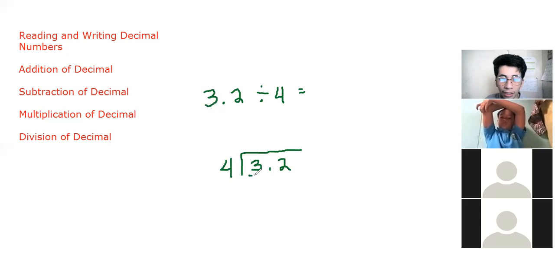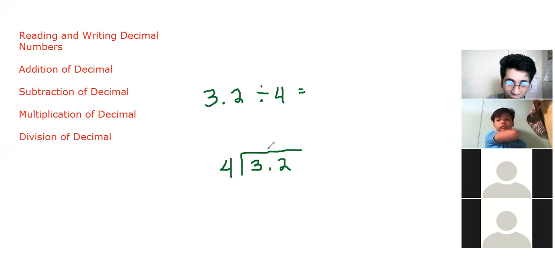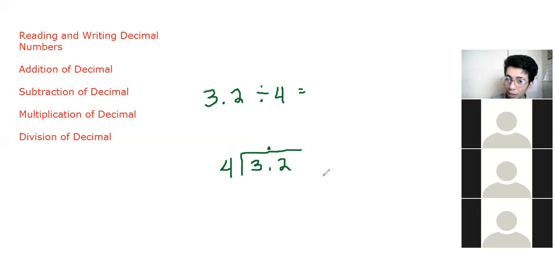Ngayon, pwede ba natin i-divide si 3 kay 4? Pwede ba natin i-divide si 3 kay 4? Why not? So, ang gagawin natin, si 32, i-divide natin kay 4. Nakikita niyo yung point. Kung nasaan si point, lalagyan din natin ng point dito sa taas. Okay? Kung nasaan si point, may point din tayo doon sa taas natin sa quotient. Ngayon, what is 32 divided by 4? Isip nyo. 32 divided by 4.